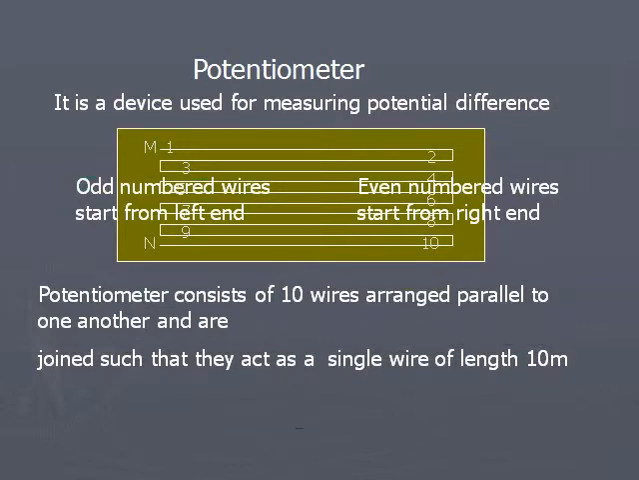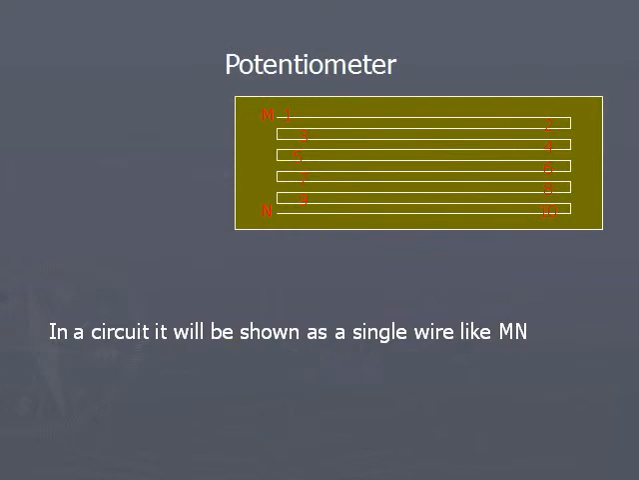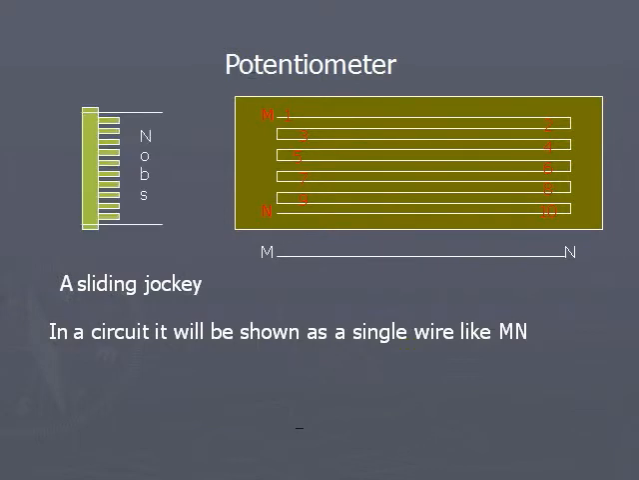In a circuit, we will show this wire as Mn. And a jockey will be placed over this arrangement, over the bridge, over the wires. The jockey will have knobs against each wire. When we press the knob, the jockey makes a contact with the wire. So we can get a variable contact with the jockey.